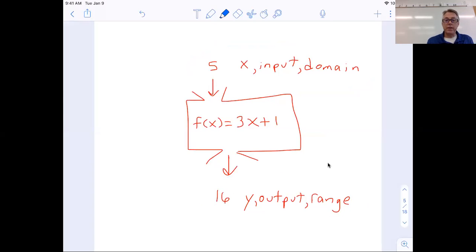Now, sometimes there are things that you cannot put into the function. So, for example, if I were to change this function to, let's say, f of x was the square root of negative x, that would be a problem for an input of 5, because then the output would be the square root of negative 5. That's not a real number. So therefore, we could not have 5 in the domain of the function. Sometimes the domain is limited. I could put negative 5 into the function. That would be okay, but I couldn't put positive 5 in there.